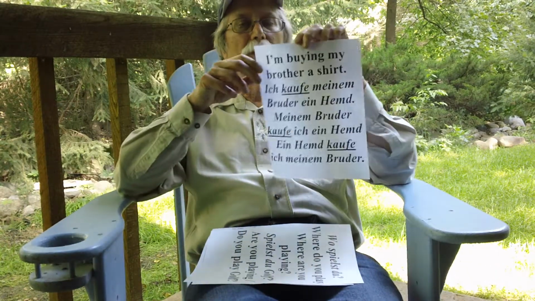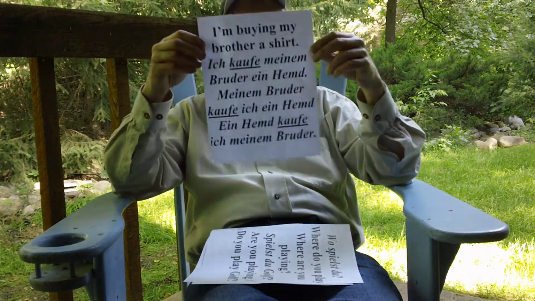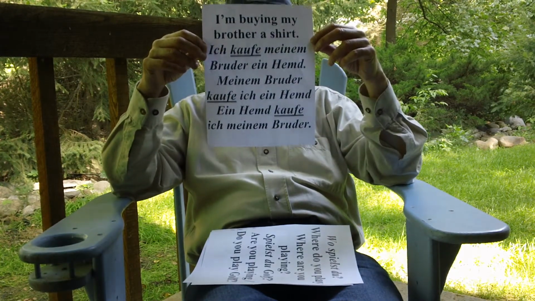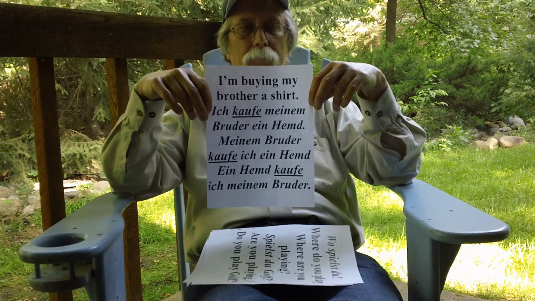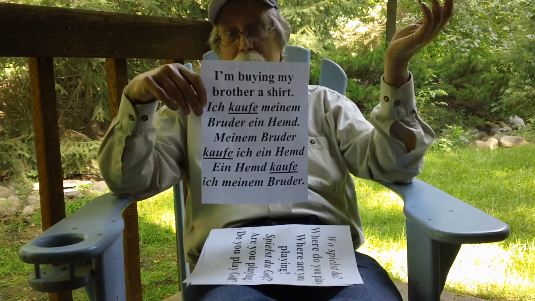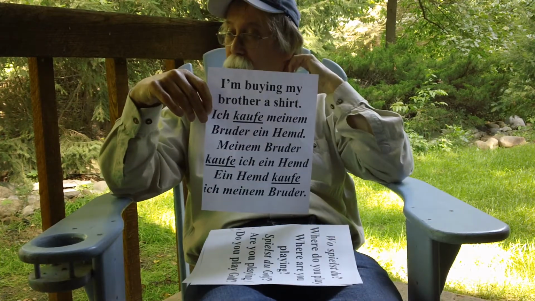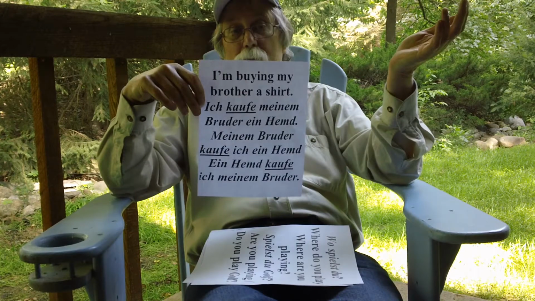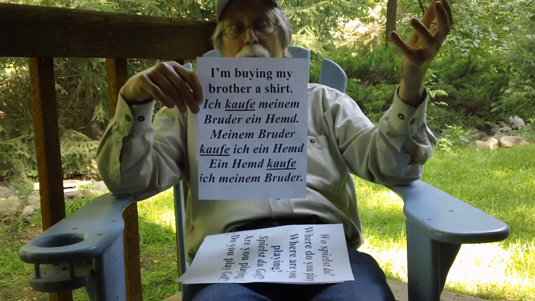So let's take this sentence in English. I am buying my brother, or I'm buying my brother a shirt. Okay? I'm buying my brother a shirt. In that situation, we have the same situation in English. The helping verb is the second element. I am buying my brother a shirt.